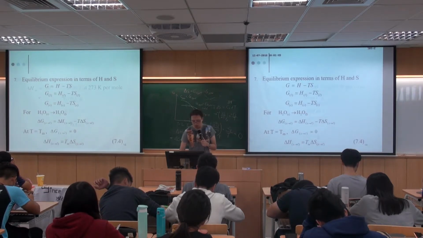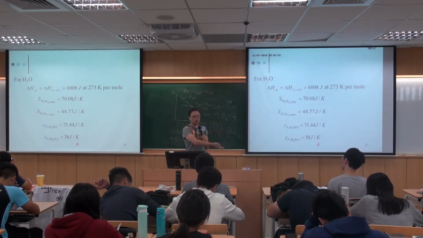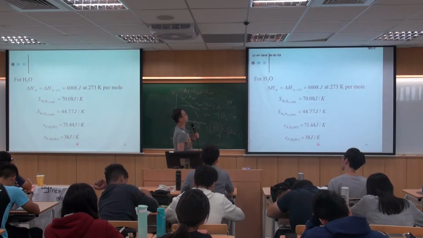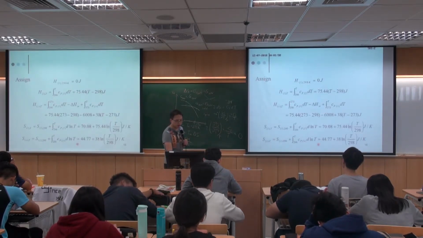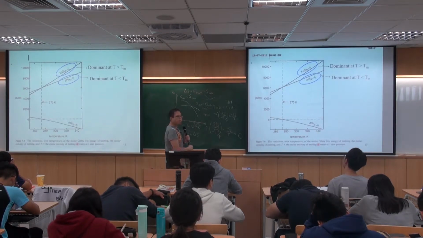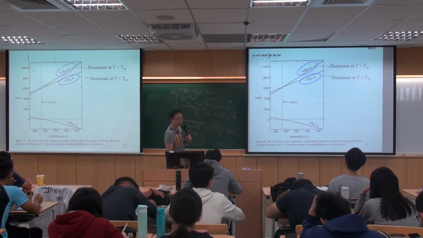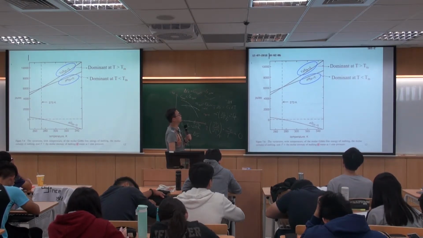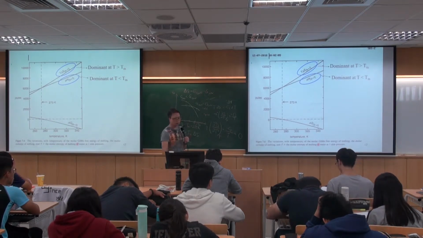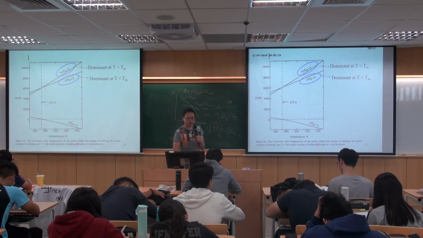Okay. And if you know these quantities, typically these are given, then you can try to derive delta H and delta S as a function of temperature. And this is what it will look like. We'll come back to this later. Let's just stop over here first.